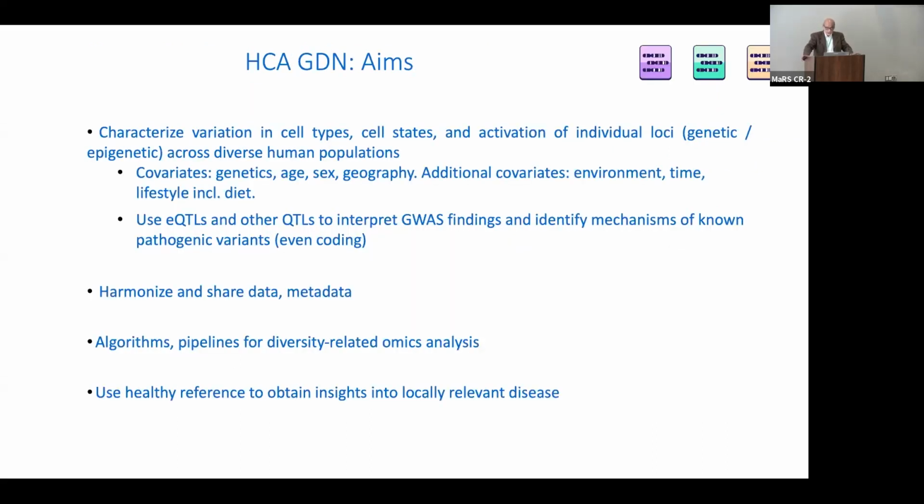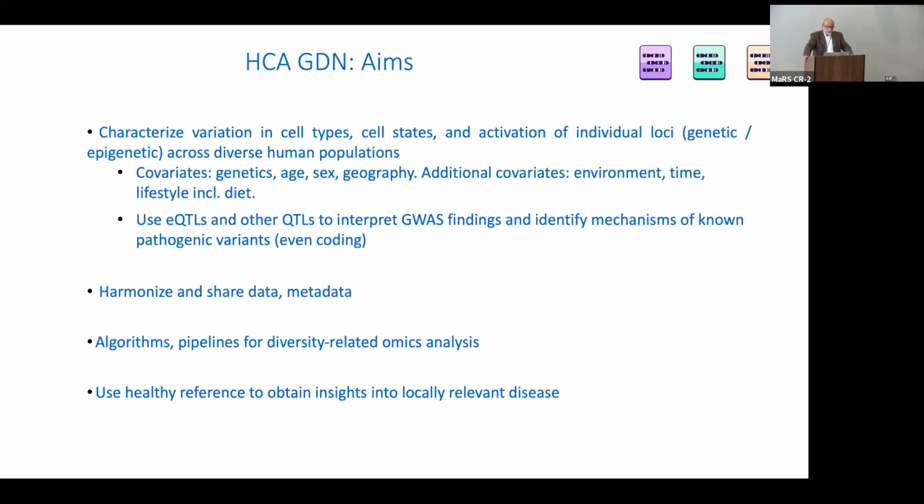The aims are, of course, to characterize various cell types, cell states, and activation of individual loci across a diversity of human populations. In looking at this diversity, we need to consider various covariates: gender, geographical place of residence, the environment that they're exposed to, the time, meaning perhaps age or physical time, the lifestyle inclusive of diet, and also whatever we have learned from genetic studies on these individuals from various populations.